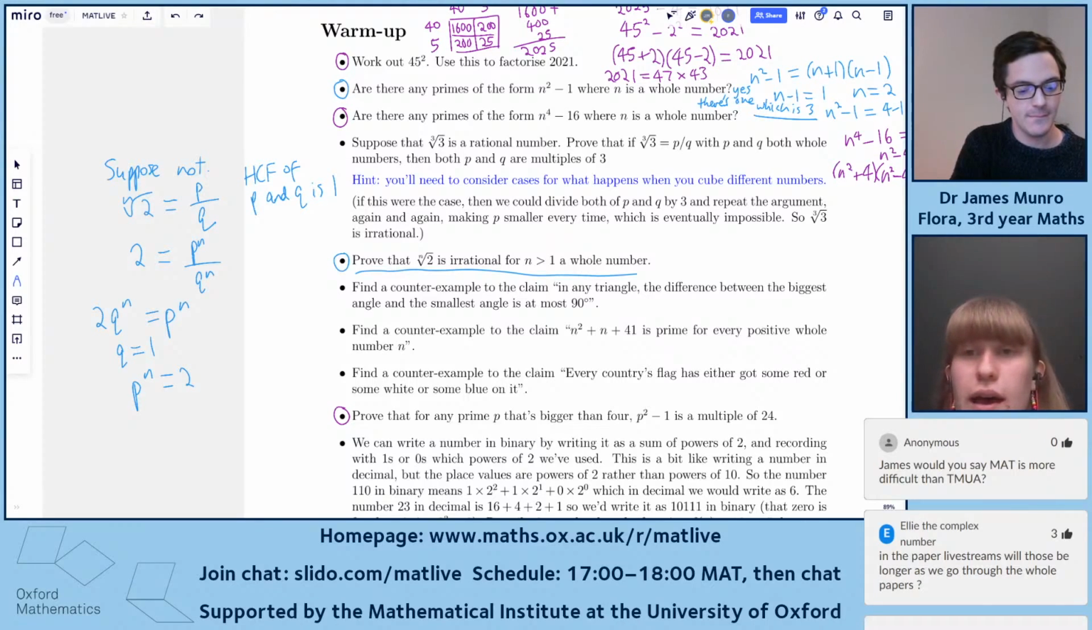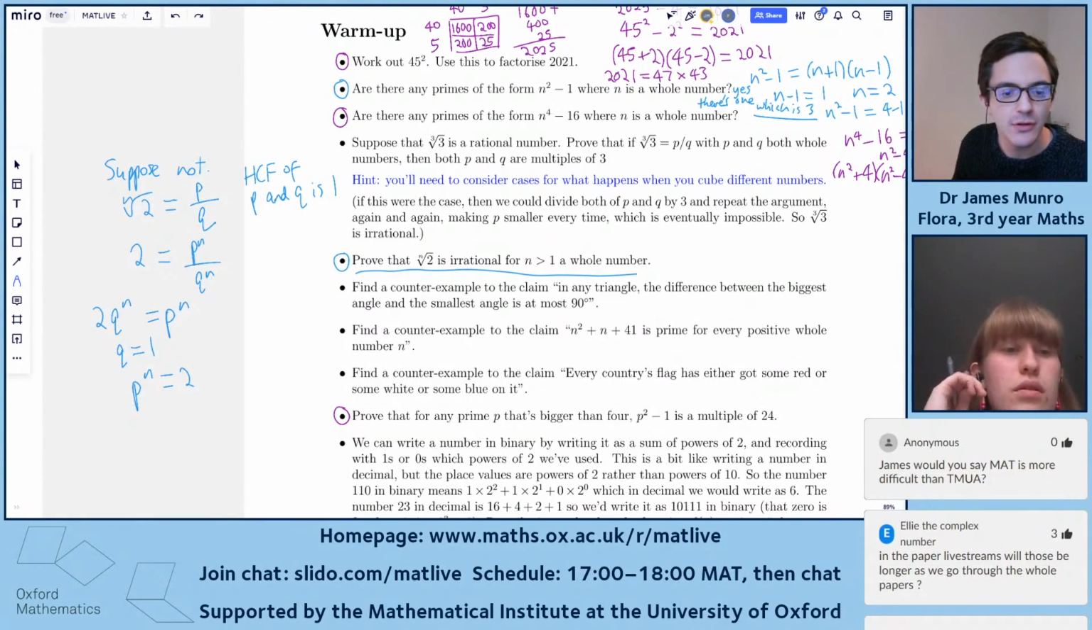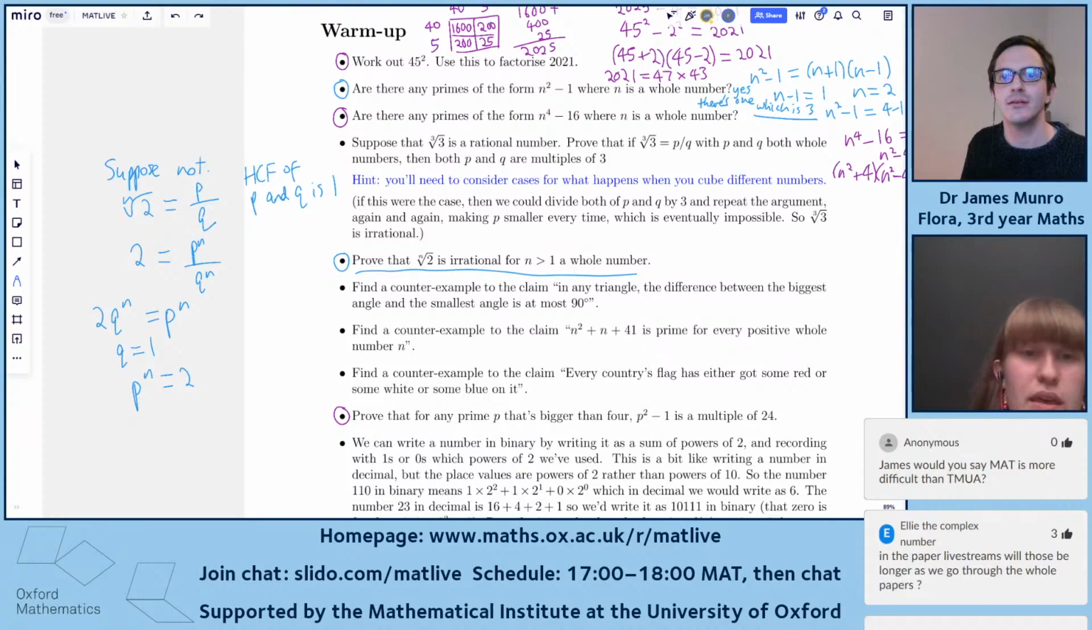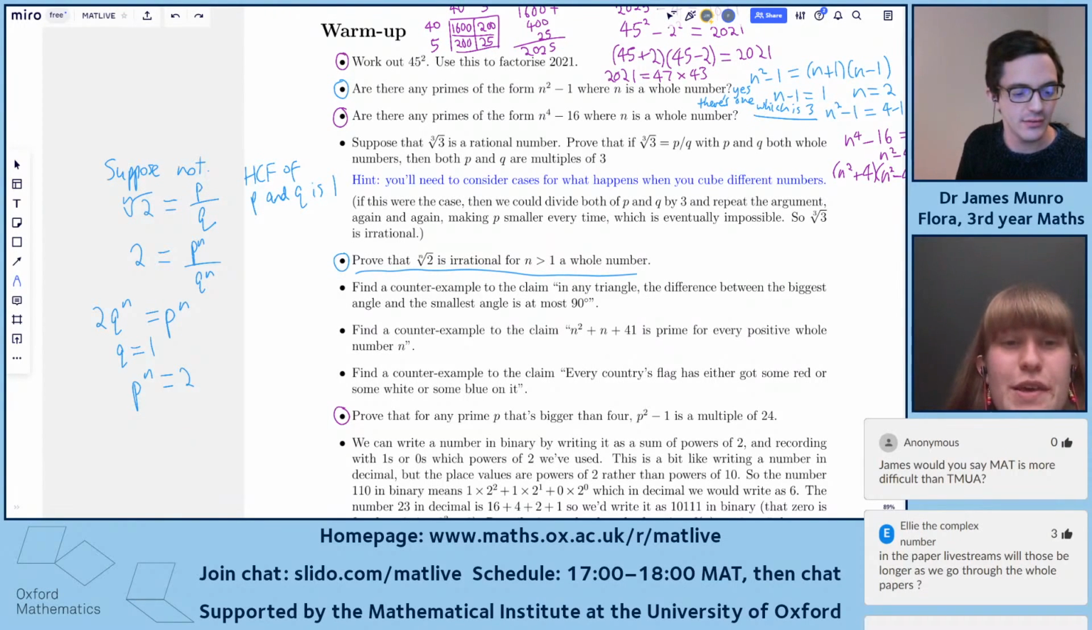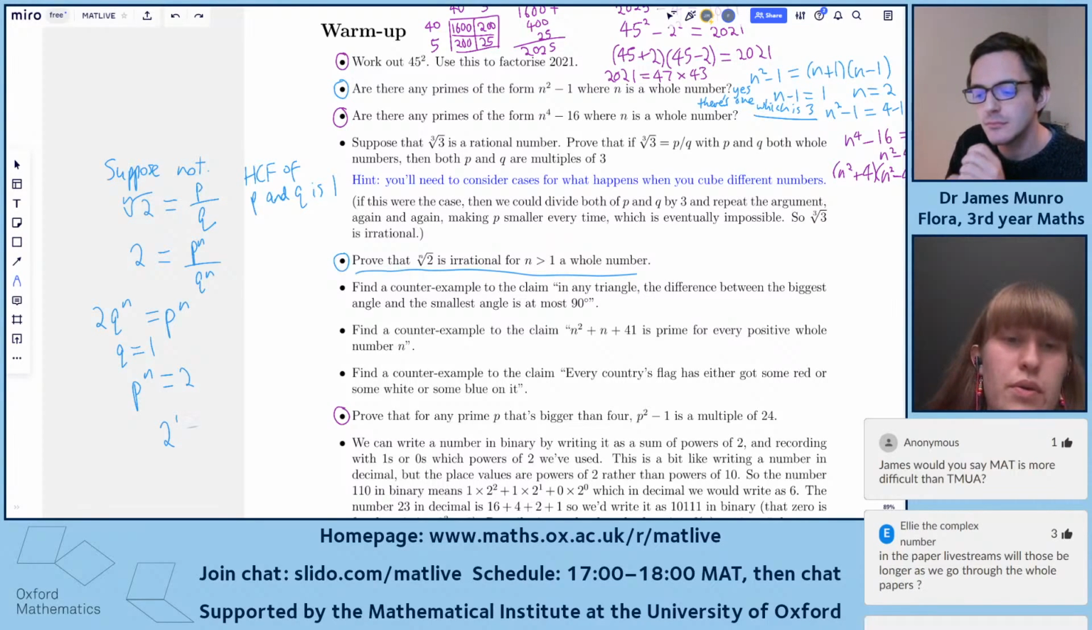And we know that the nth root of 2 is not a whole number for anything which is n greater than 1. And well, how do we know that? Because the only whole numbers it could possibly be, well, it can't be 0, because 0 to the power of anything is 0. It can't be 1, because 1 to the power of anything is 1. It can't be 2, because 2 to the 1 is 2.